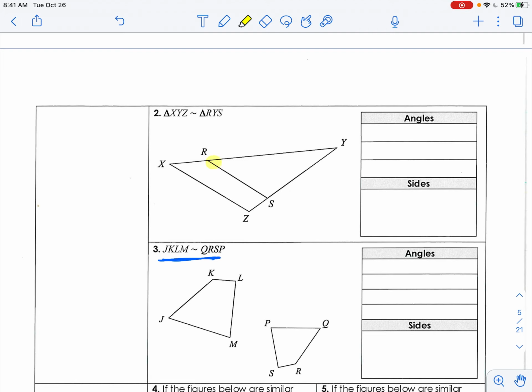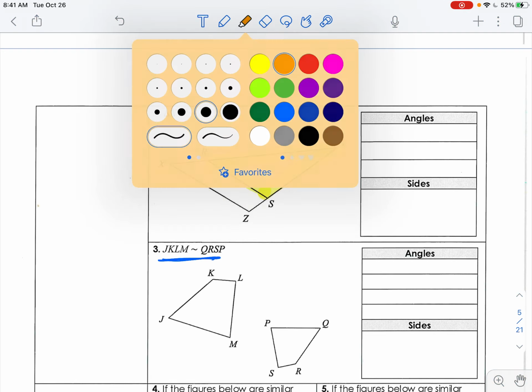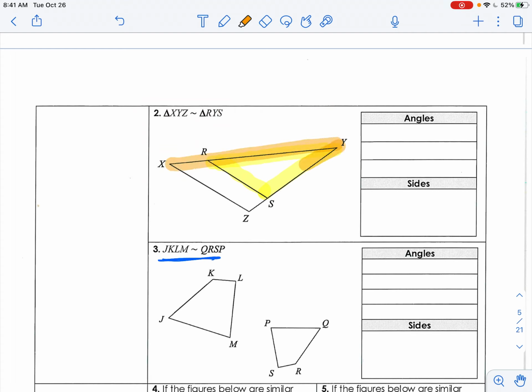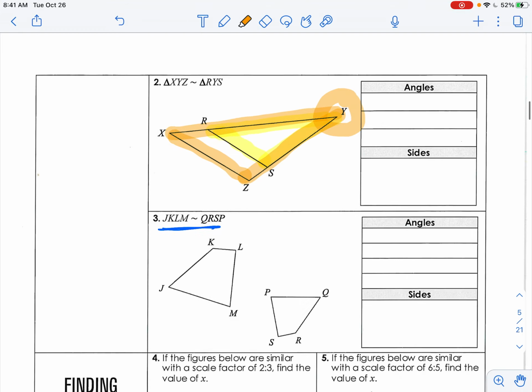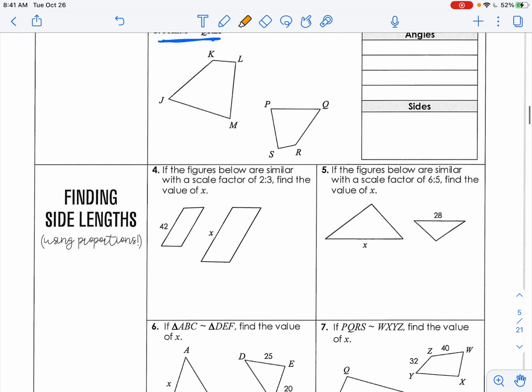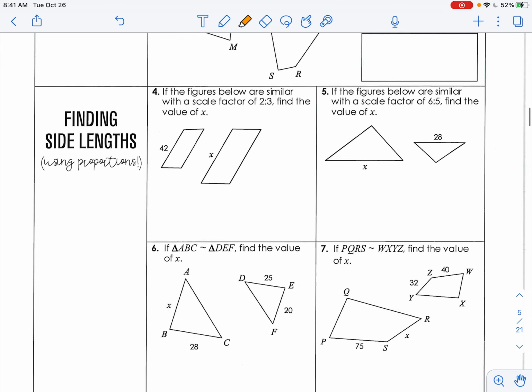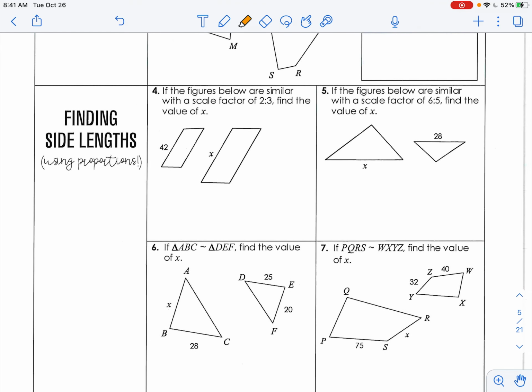Does everybody see the 2 triangles here? Here's one, the upper one, and then here's the other one. Now, what do you notice about this? Well, they both share angle Y. Okay, and we'll talk through that when we do some examples in class. All right, so down here, let's apply a little bit of this then with the scale factor.